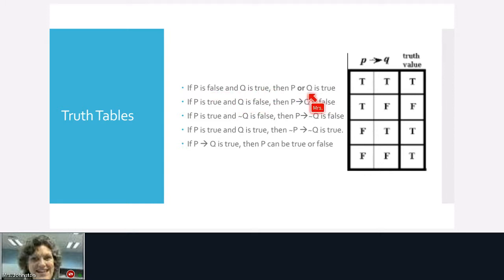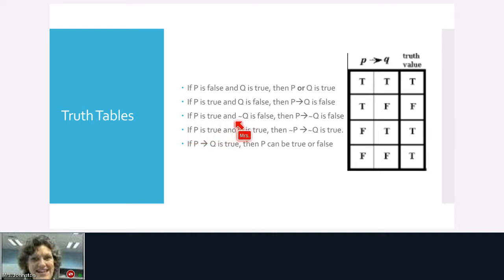Remember, we talked about conjunctions. This is a disjunction. Only one of them has to be true. Here's another one. If P is true and Q is false, then if P then Q, like in this truth table, is false. That's the one where you eat your vegetables but don't get dessert.